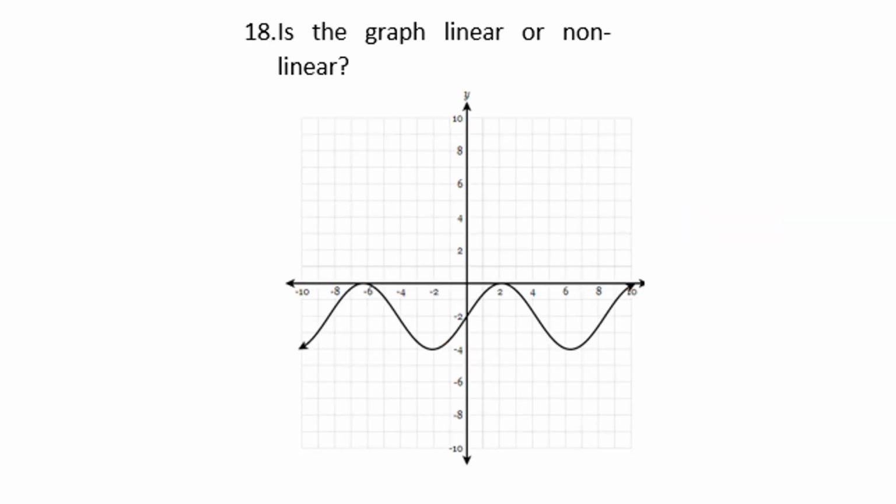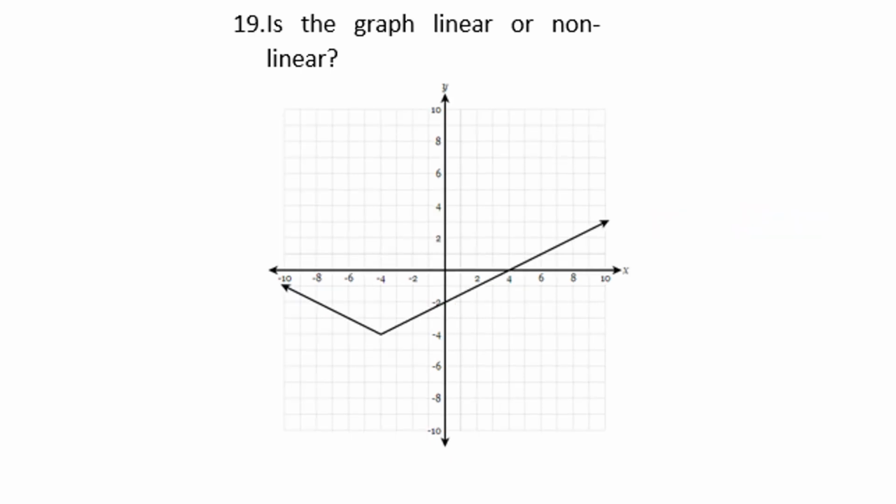Number 18, is the graph linear or nonlinear? This graph is nonlinear because there are several curves up and down. It is not perfectly straight the entire time, so it is nonlinear. Number 19, is the graph linear or nonlinear? Even though the graph is made up of two straight lines, we have one going down and then we have another that bends and it goes up, it is not one giant straight line. So because of that, it is nonlinear.